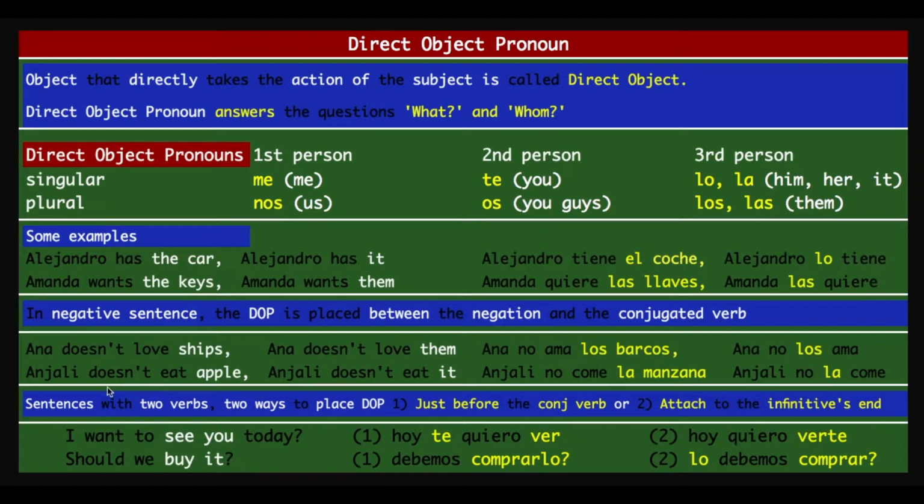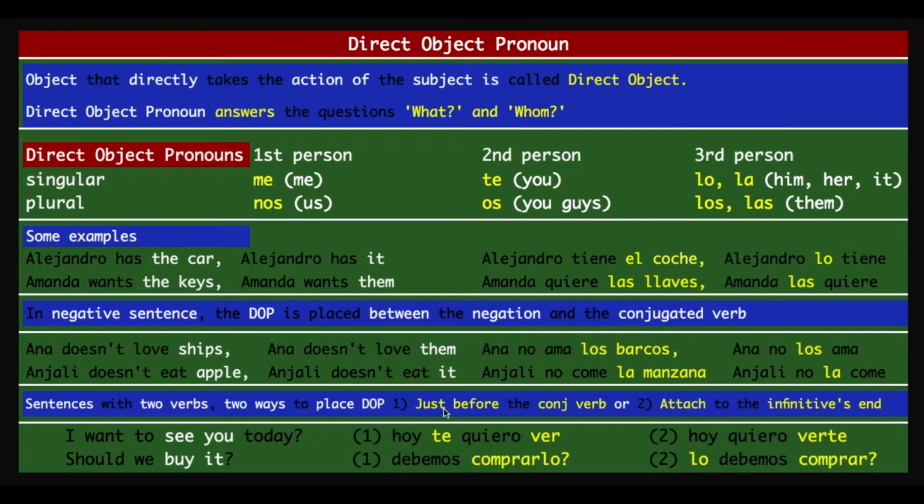It says sentences with two verbs have two ways to place the direct object pronoun. The first one is just before the conjugated verb, or attach it to the end of the infinitive. The infinitive is the root verb which does not undergo any conjugation. So let's see an example. I want to see you today is the sentence.